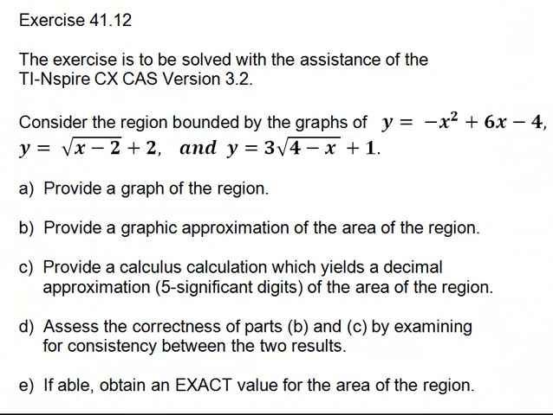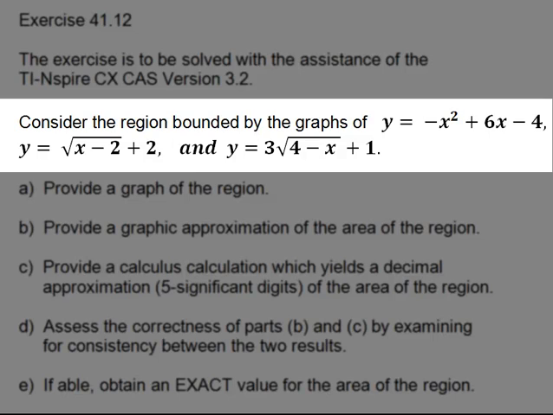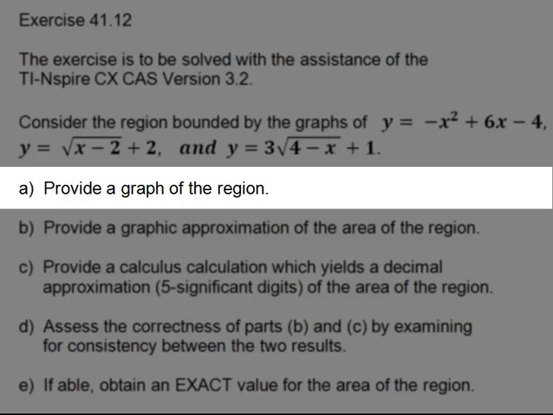Exercise 41.12. The exercise is to be solved with the assistance of the TI-Nspire CX CAS version 3.2. Consider the region bounded by the graphs of y equals negative x squared plus 6x minus 4, y equals square root of quantity x minus 2 plus 2, and y equals 3 times the square root of quantity 4 minus x plus 1.